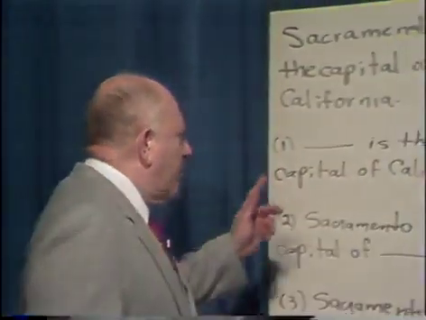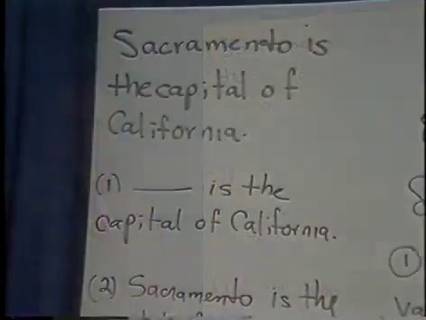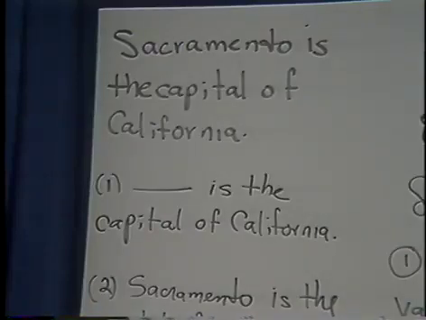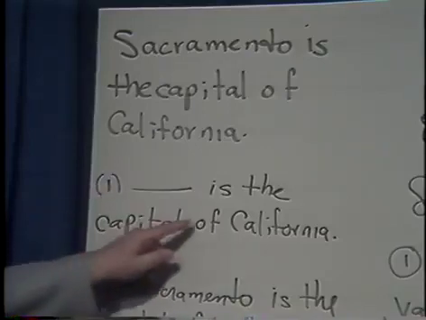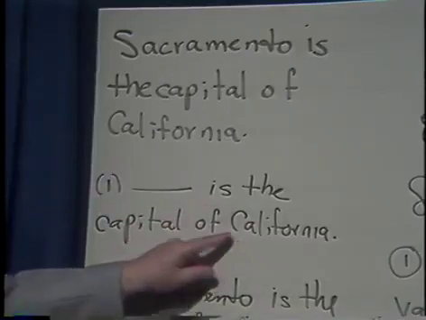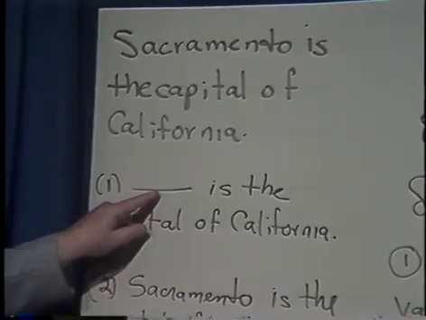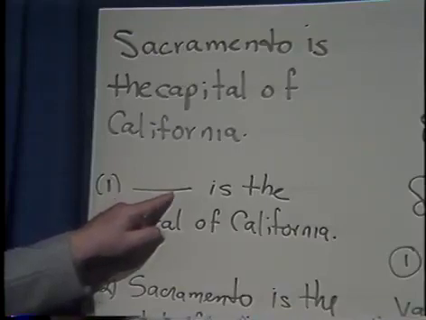Let me just pick a hypothetical situation with you. Let's suppose I'm a geography teacher, and I want to test to see if my class knows that Sacramento is the capital of California. The way I'm going to test is by filling in the blank. So I say, blank is the capital of California. You see what I've done here is I've left out the name Sacramento and replaced it by a blank.